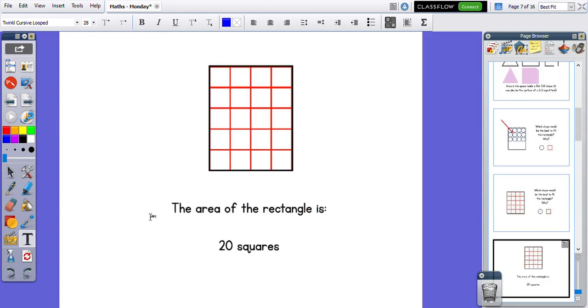Okay, so we can see the area of this rectangle is 20 squares. Squares is the unit of measurement that has been used for this example. So if we were to count them, we've got 1, 2, 3, 4, 5, 6, 7, 8, 9, 10, 11, 12, 13, 14, 15, 16, 17, 18, 19, 20. The area of the rectangle is 20 squares.